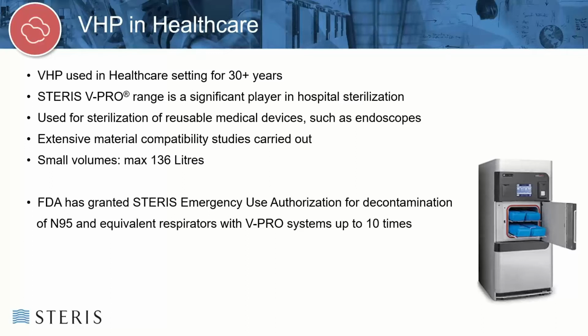One difference between the use of VHP within hospitals and with what we'd see in the industrial side is in the scale of it. So, for example, the largest size of a STERIS V-Pro that you can get at the moment is 136 litres, whereas what we'd be seeing is in the thousands of litres. Also then, just note that in the current COVID-19 environment that we're in, the FDA has granted STERIS emergency use authorization for the decontamination of N95 and equivalent respirators using VHP with the V-Pro systems for up to 10 times. So VHP has actually proven itself very useful for the current situation that we find ourselves in.